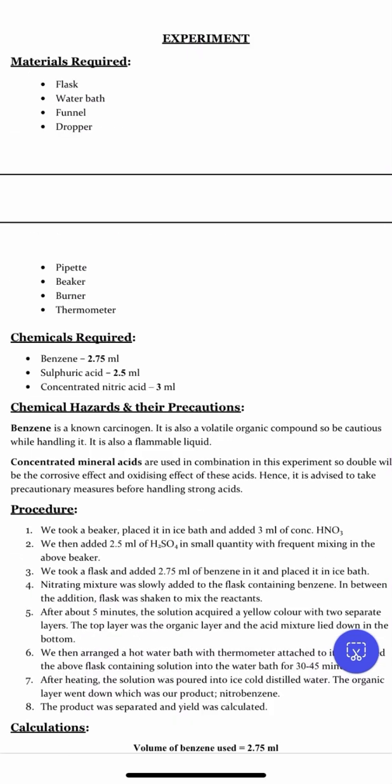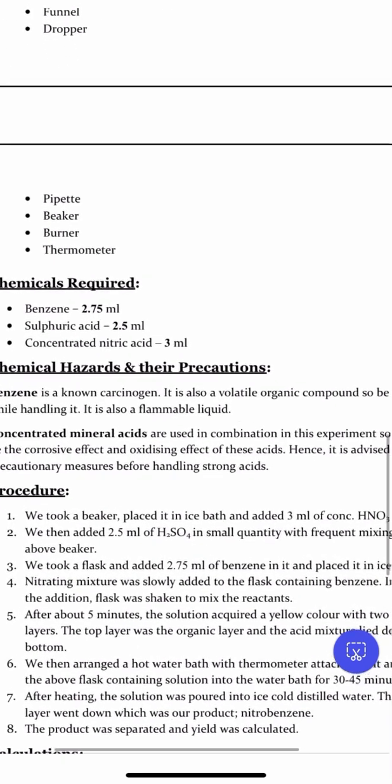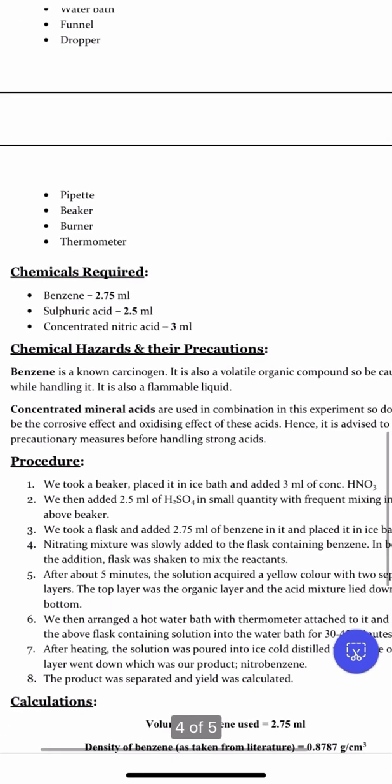Now I'll talk about the experiment. The materials required are mentioned. You can take a look at them. And the chemicals required will be benzene, sulfuric acid, and concentrated nitric acid. Remember, the concentrations that are mentioned were used during my experiment in the lab. You can change them according to your experiment. You can study chemical hazards and the precautions on your own. I'll head towards the procedure part.